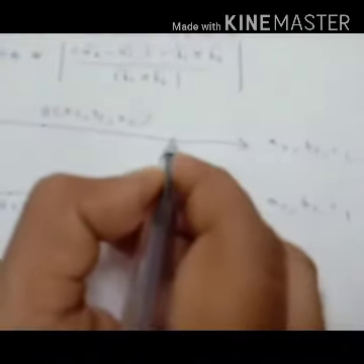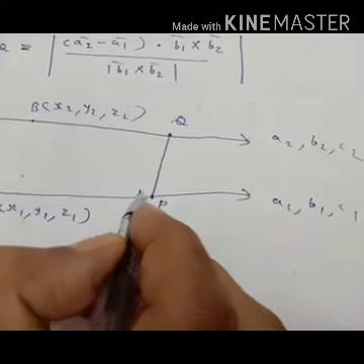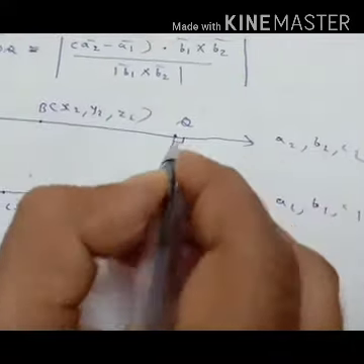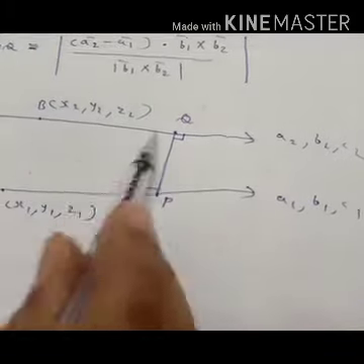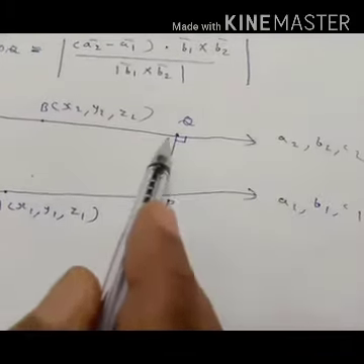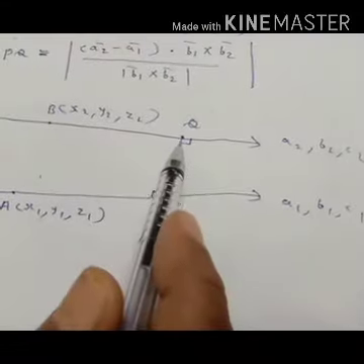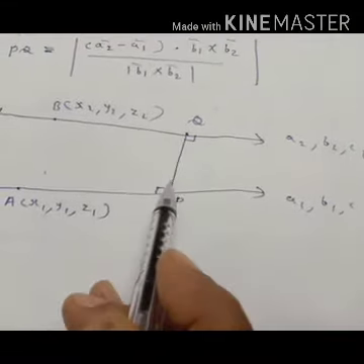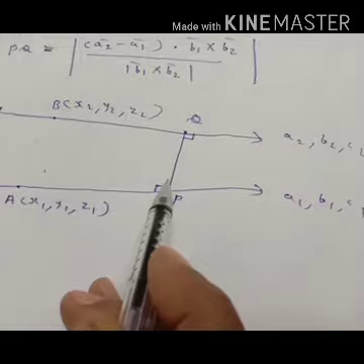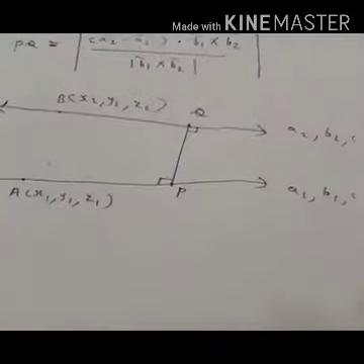Here also there are two points on the two lines such that the line passing through them is perpendicular to both these lines. So PQ gives the minimum distance between the two lines, which is known as the shortest distance.